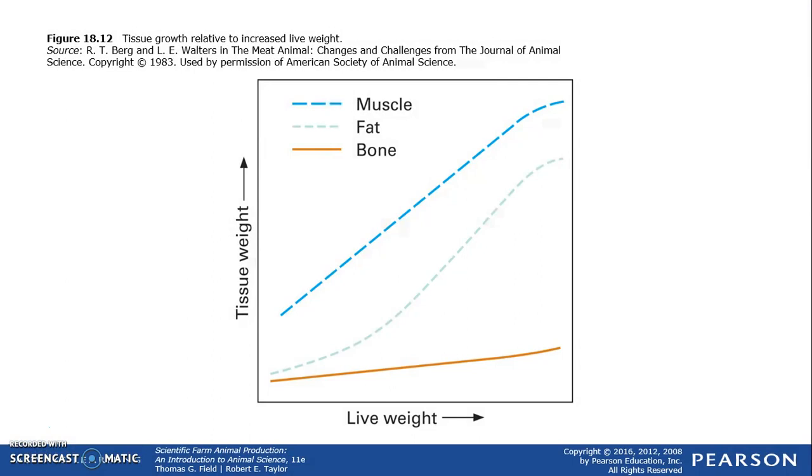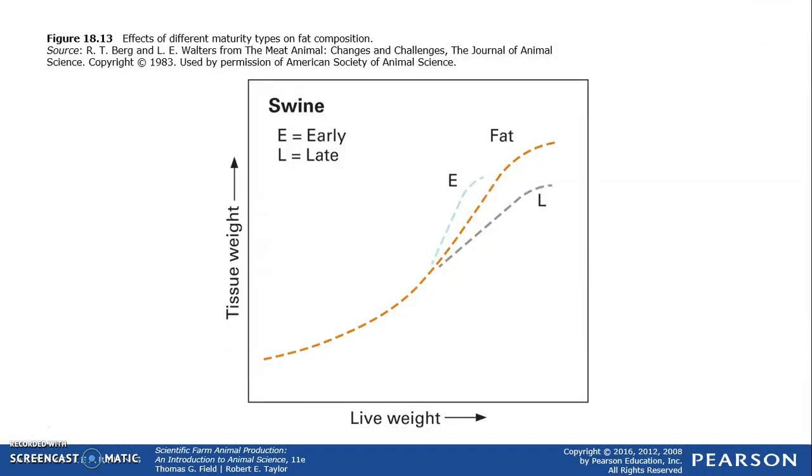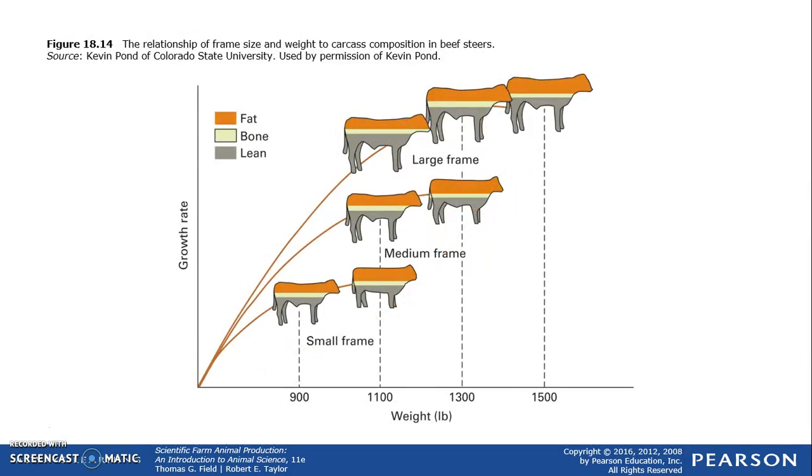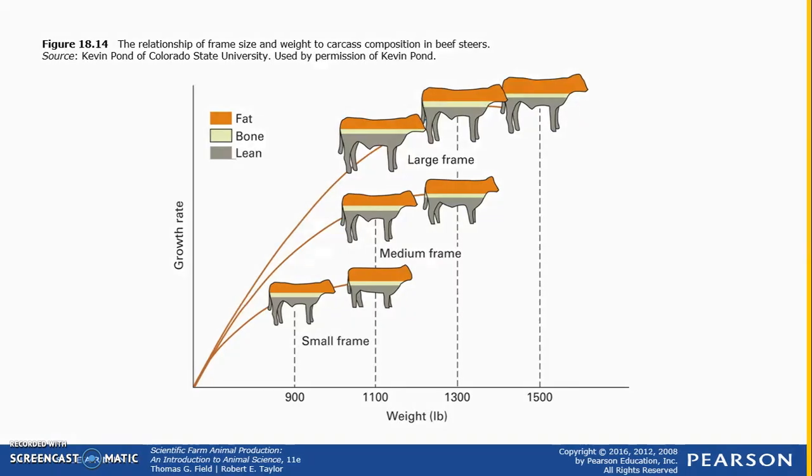Another graph coming out of your textbook that shows tissue growth relative to increased live weight. You see the bright blue line is muscle tissue, the light blue line is fat, and then the orange line is bone tissue and how they may change over time. Same thing with swine here. Same thing, again, reflecting the frame size differences in animals, and eventually they're going to all finish at about the same type of carcass quality, just at very different weights.